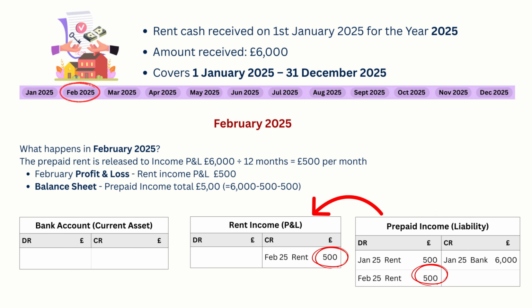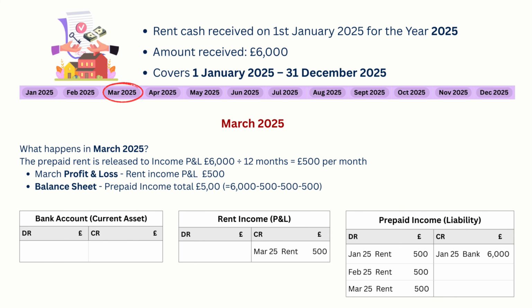In February, another £500 is earned. Profit and loss shows £500 rental income. Prepaid income reduces to £5,000. So the liability continues to fall as the service is provided. The same process continues every month. Each month, £500 is recognised in profit and loss, and prepaid income reduces by £500. By matching income to time, the accounts remain accurate.